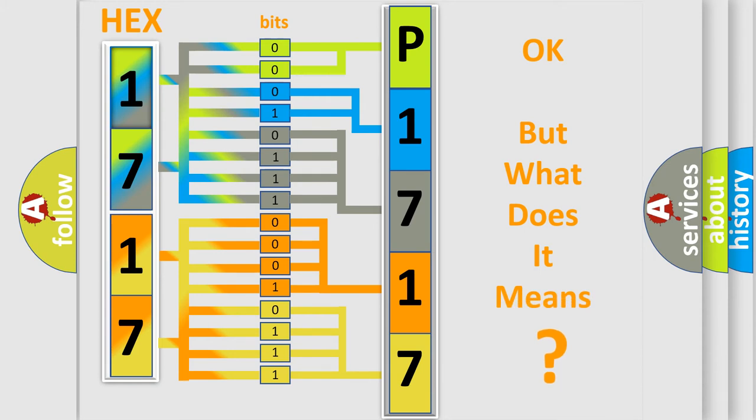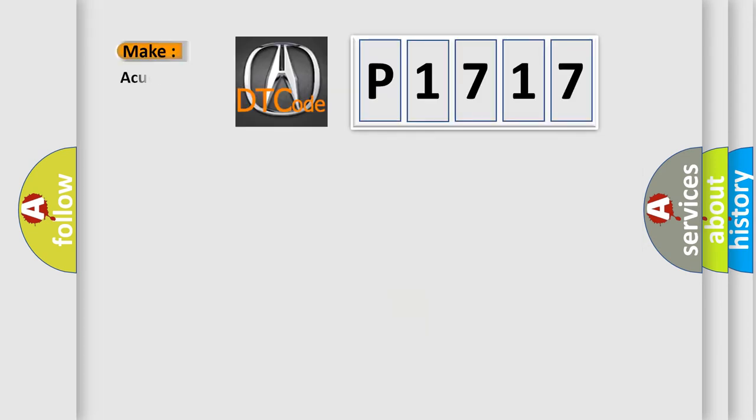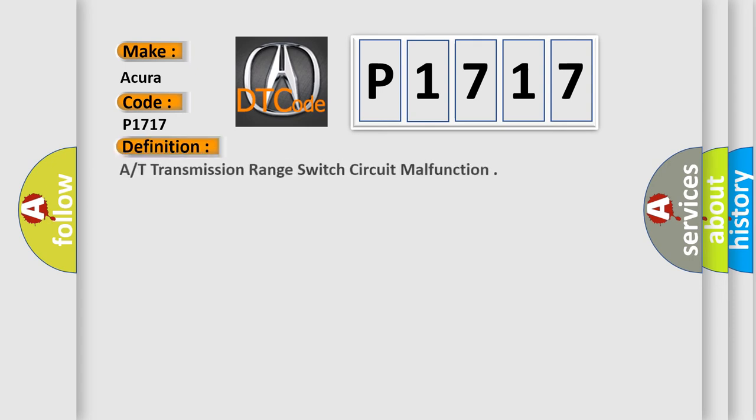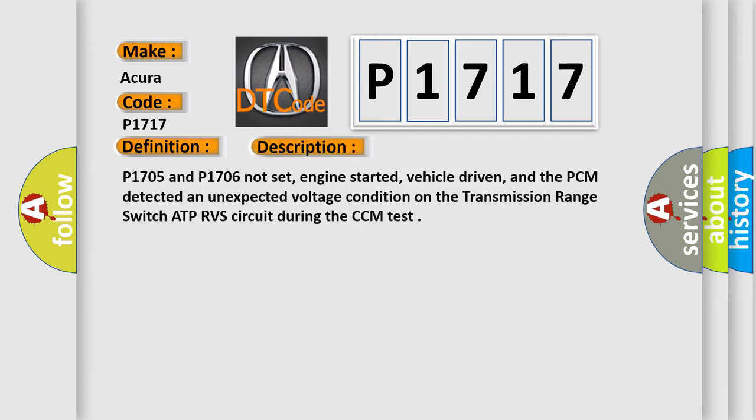The number itself does not make sense to us if we cannot assign information to what it actually expresses. So, what does the diagnostic trouble code P1717 specifically mean for Acura vehicles? The basic definition is transmission range switch circuit malfunction. And now this is a short description of this DTC code.